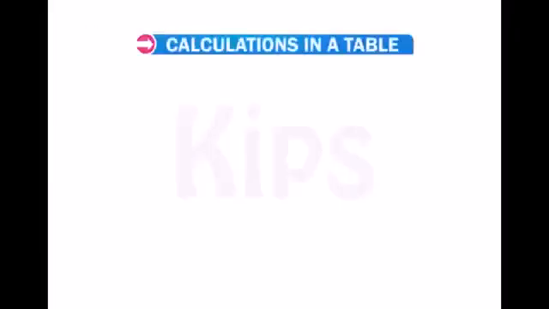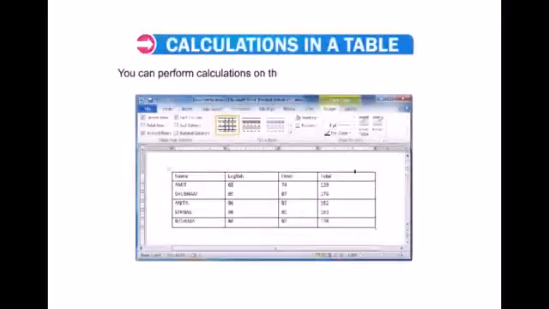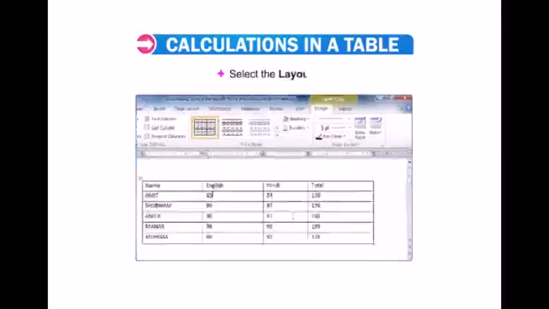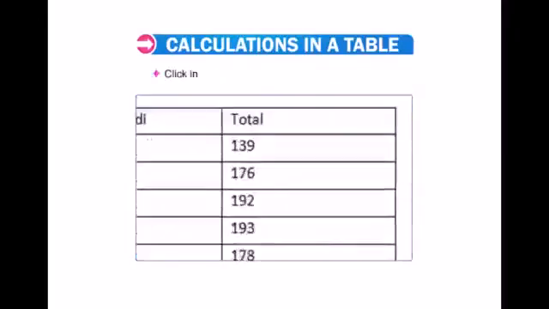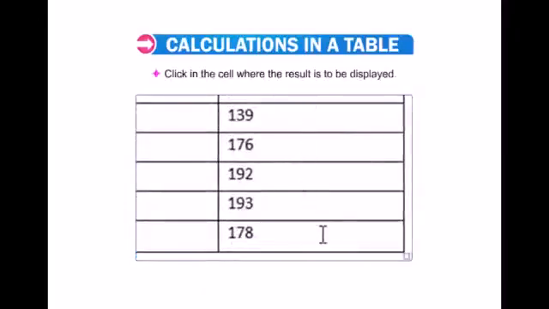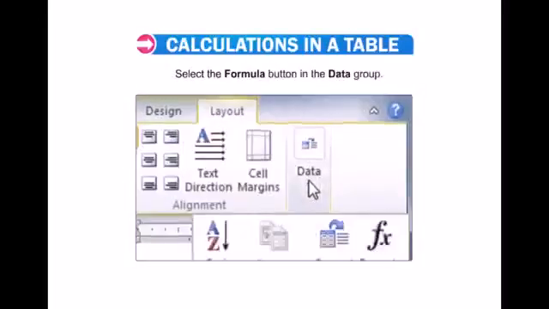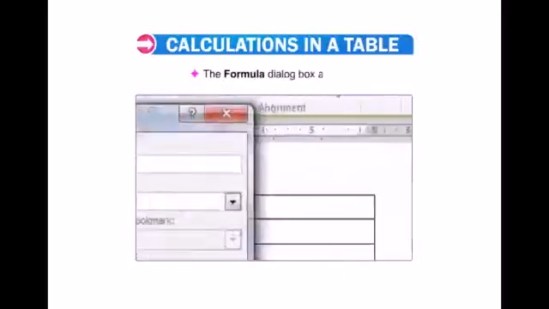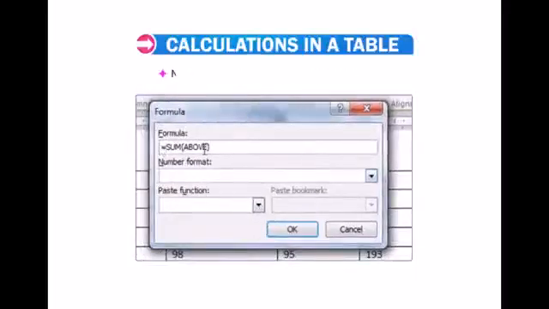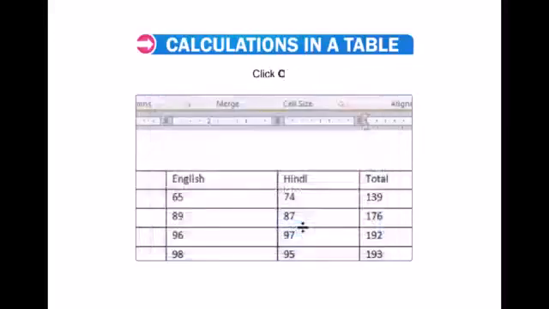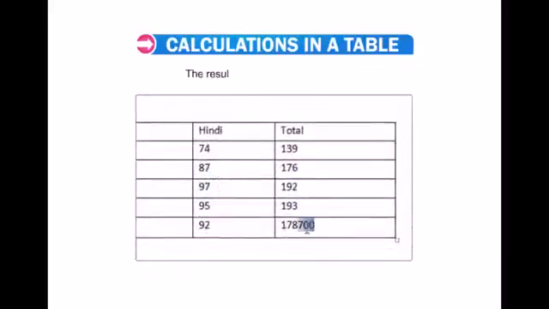Now let us talk about calculations in a table. You can perform calculations on the numeric data entered in a table. Select the Layout tab. Click in the cell where the result is to be displayed. Select the Formula button in the Data group. The Formula dialog box appears. Note that the sum formula is already displayed. Click OK. The result appears in the selected cell.